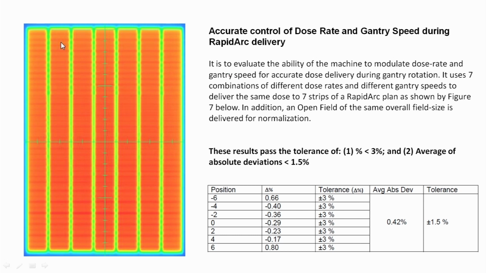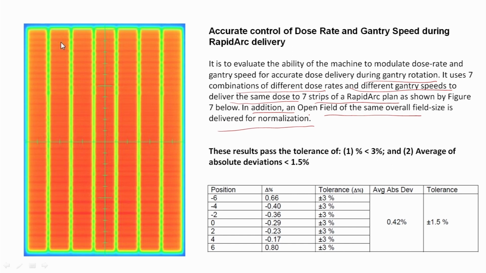So this test evaluates the ability of the machine to modulate dose rate and gantry speed for accurate dose delivery during gantry rotation. It uses 7 combinations of different dose rates and different gantry speeds to deliver the same dose to 7 strips of a rapid arc plan, as shown in the figure below. In addition, an open field of the same overall field size is delivered for normalization.